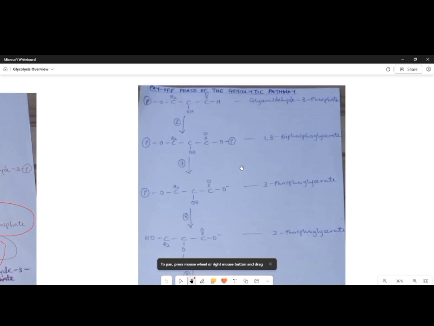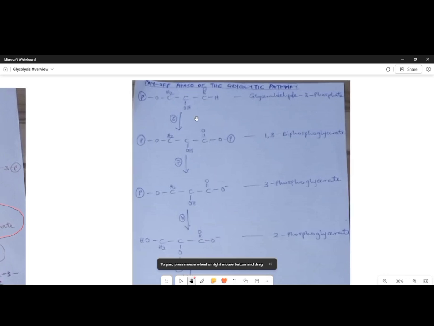So to kick off the payoff phase of the glycolytic pathway, glyceraldehyde 3-phosphate is the first substrate, and in step 6, the glyceraldehyde 3-phosphate is converted to 1,3-bisphosphoglycerate.